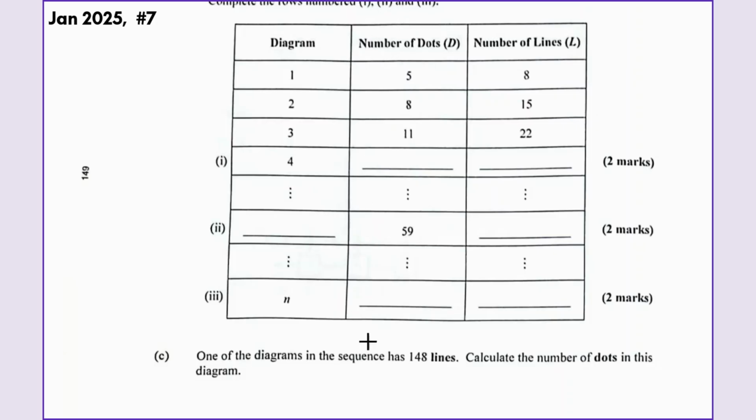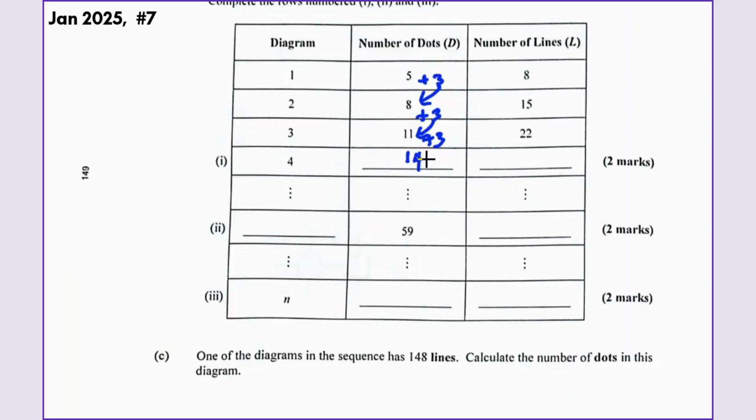If you just focus on the middle column, which is the number of dots, we have 5, 8, 11. You can see that they are jumping by the same amount, and for every step you're increasing by the same amount. So 5 plus what will give you 8? 3. So 5 plus 3 is going to give you 8, and then 8 plus 3 is going to give you 11. From this information, we can easily fill out diagram 4. We just have to add 3 to 11, and that is going to give us 14.